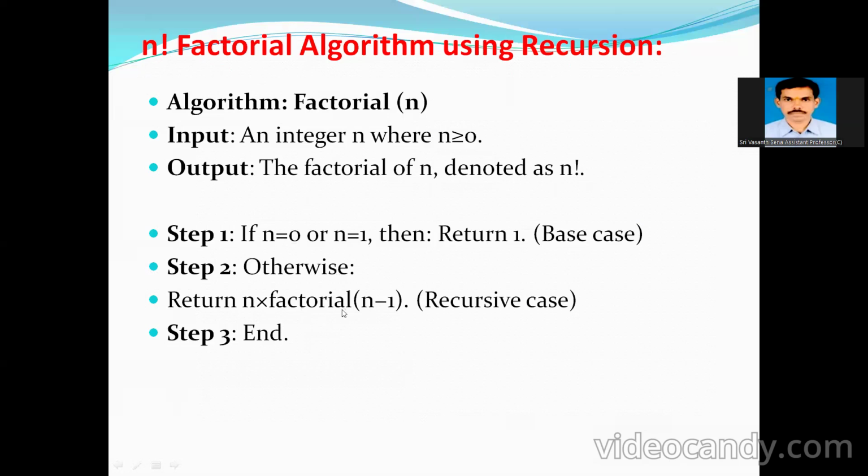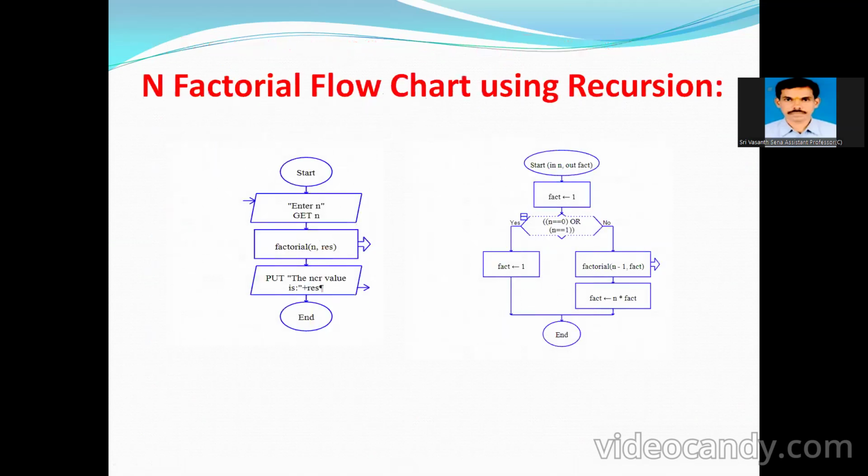So again, I'm calling this factorial function by passing the parameter n minus 1. This is the self-calling of factorial. Suppose you are passing n value as 3. First time, 3 into factorial of 2. Next, 2 into factorial of 1. Factorial of 1 returns 1. So 1 into 2 into 3 becomes 6.